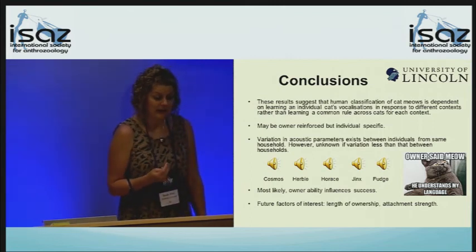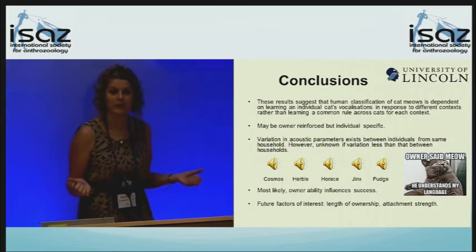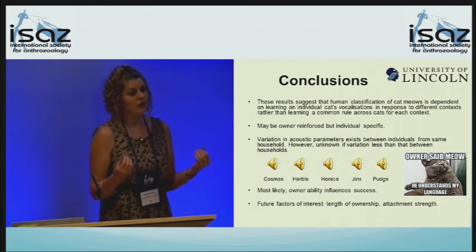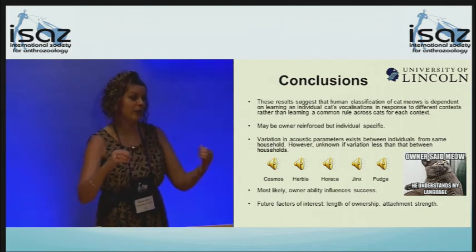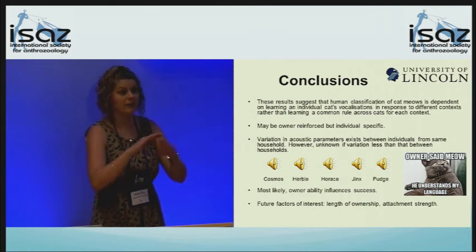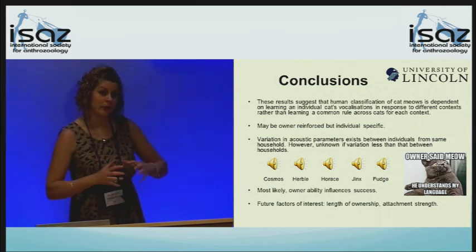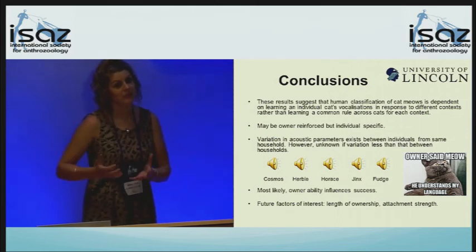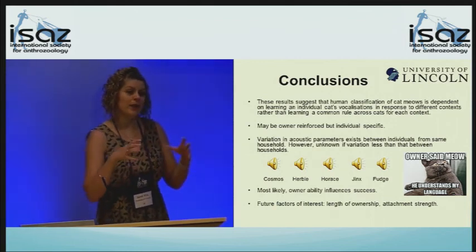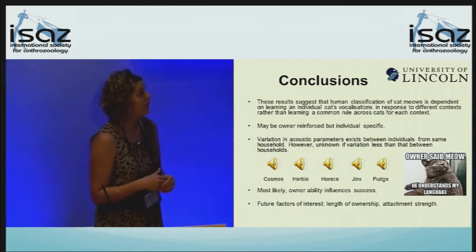So the results suggest that human classification of cat meows is dependent on learning an individual's vocalizations in response to different contexts, rather than learning a common rule across all cats. So it may be that once you've learned your cat's vocalizations for its different contexts, they may act as a referential signal to you, but only for that one cat, not across cats as a species per se. I'm quite interested to see whether these vocalizations are owner reinforced, and we think through domestication they've been shaped and reinforced by owners. But we didn't do any work to see if the variation within cats from the same household was tighter than variation across the board, and that would be some nice work to do.